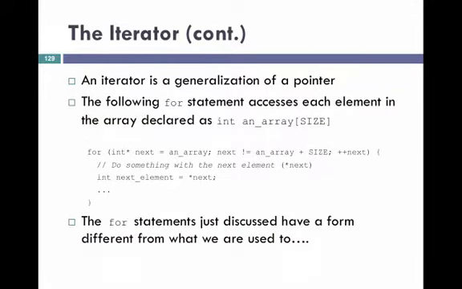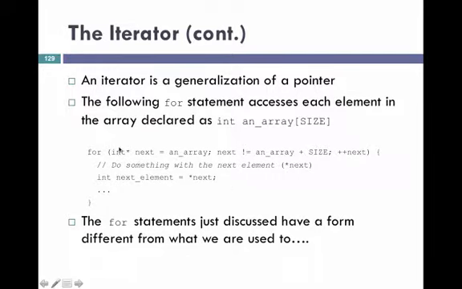An iterator is a generalization of a pointer. And here's a for statement that accesses every element of an array, written differently than we usually do. We're not going to use the indexing operator, and we're also not going to use the size of the array.